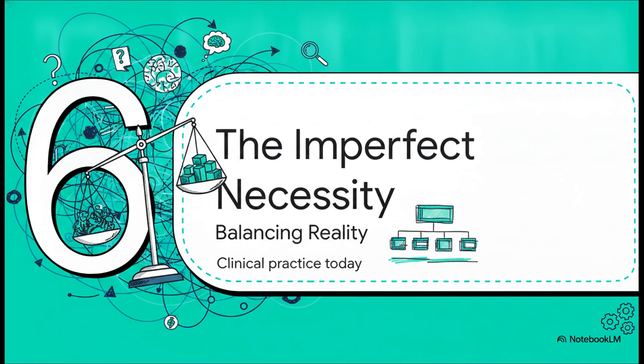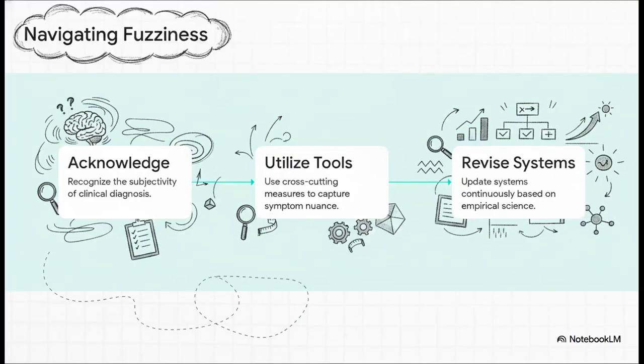Section 6. The imperfect necessity. Let's synthesize exactly what all of this means for the reality of clinical practice today. The crucial point is that we just have to navigate this inherent fuzziness. These diagnostic criteria require subjective clinical judgment, especially when mental health intersects with the legal system, where a medical label doesn't neatly translate to a legal standard of capability. Clinicians are really encouraged to acknowledge that subjectivity and utilize cross-cutting symptom measures. These are tools designed to look beyond a prototypical diagnosis to capture the nuances of a patient's overall well-being. And above all, we literally must continually revise these systems as our empirical science improves.